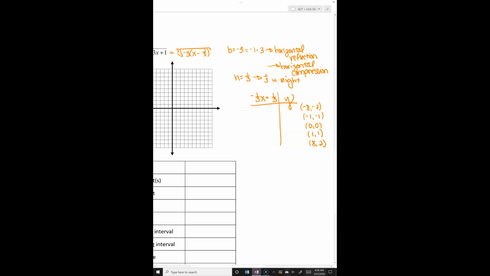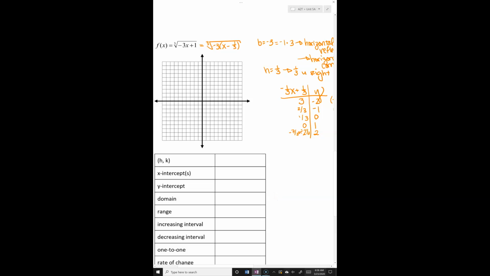Okay, if we plug in negative 8 for x, we get 8/3. 8/3 plus 1/3 is 9/3, or 3. So 3, negative 2. If we plug in negative 1, we get 1/3 plus 1/3, which is 2/3, and negative 1. 0 gives us 1/3 and 0. 1 gives us 0 and 1. 8 gives us negative 8/3 plus 1/3, which gives us negative 7/3, or negative 2 and 1/3. Okay, whatever is easiest for you when you're graphing.